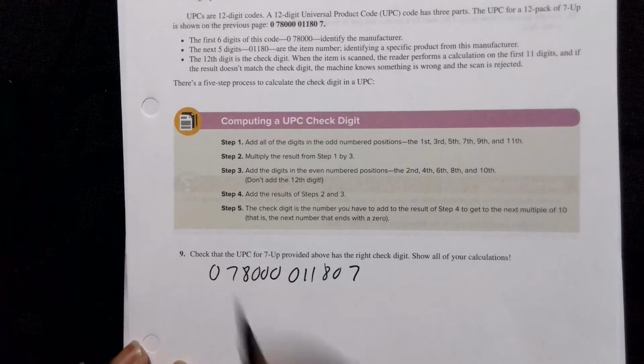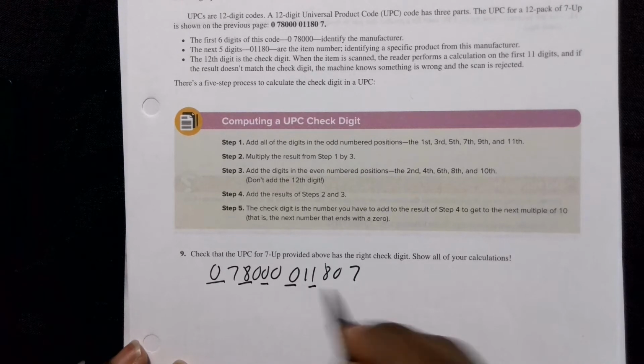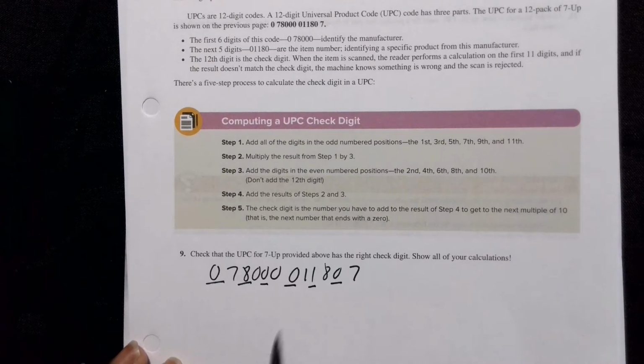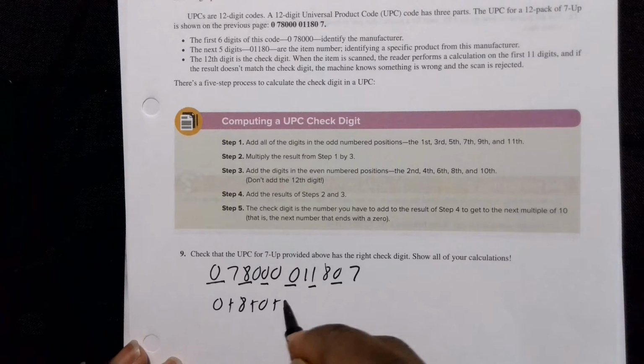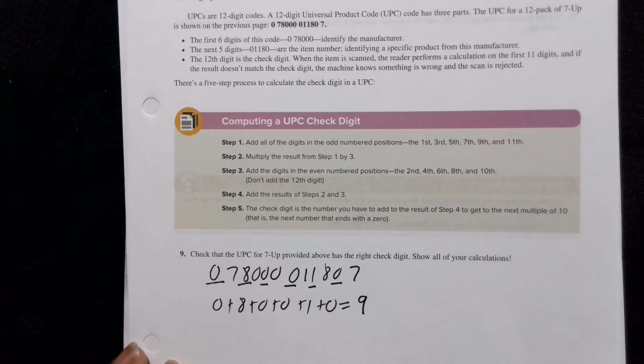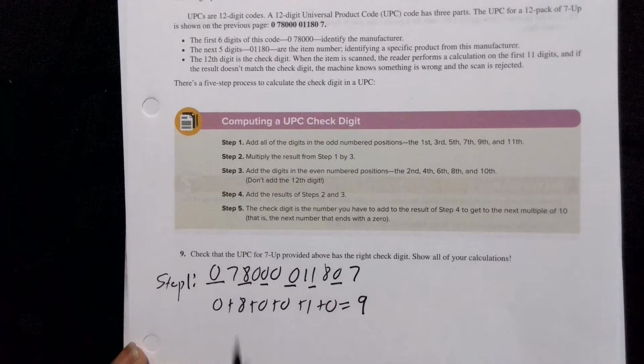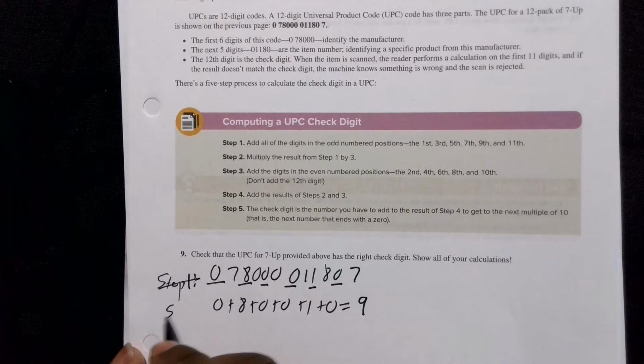Okay, so now we are going to add up all of the odd digits. So the 1st, 3rd, 5th, 7th, 9th, and 11th digit. So we add those up. We add 0 plus 8 plus 0 plus 0 plus 1 plus 0. And when we add that up, that gives us 9. Now this is step 1.